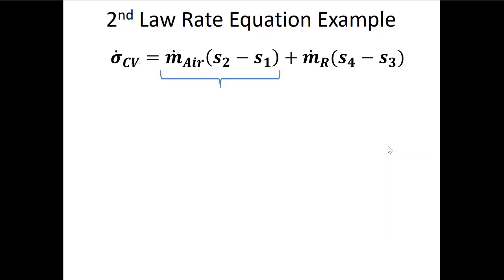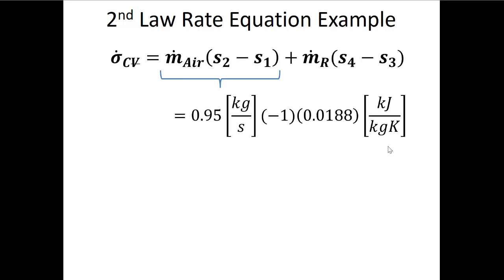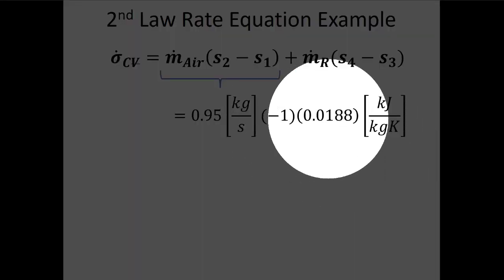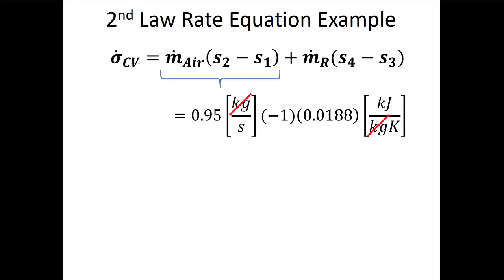First, I'm going to evaluate this first term here. I know the mass flow rate. Remember, I had to multiply by -1 because it's S2 minus S1 and not S1 minus S2. And over here, my kilograms cancel, and I'm going to get a negative number here. So I'm starting to get a little bit worried, right? Because I know sigma dot has to be positive.